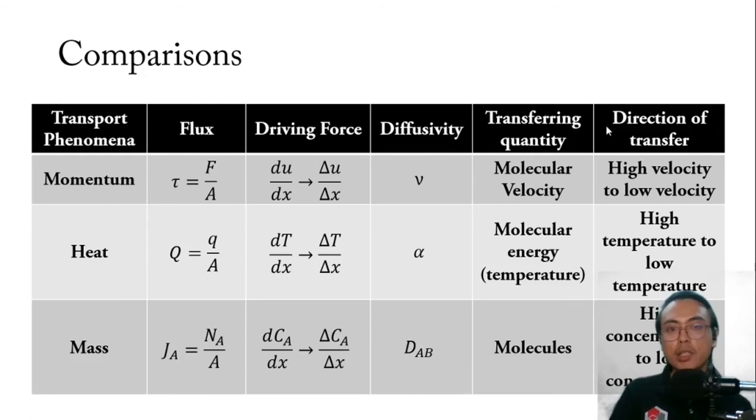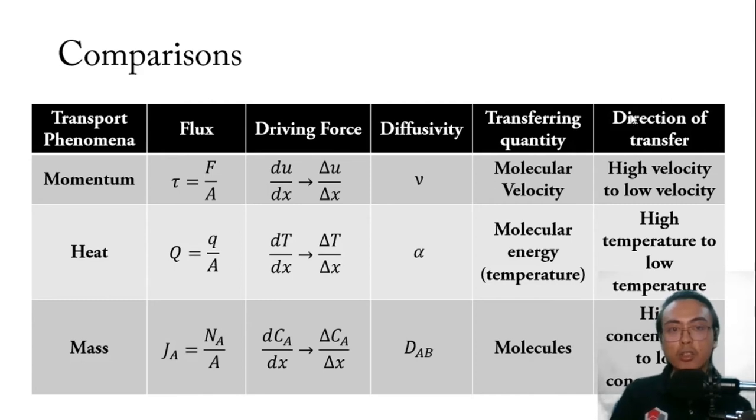Next, what is the transferring quantity or what property is being transferred? For momentum, we are transferring momentum or molecular velocity. For heat transfer, we are transferring molecular energy or temperature. And for mass transfer, we are transferring the molecules themselves or concentration. And this is another similarity of them.